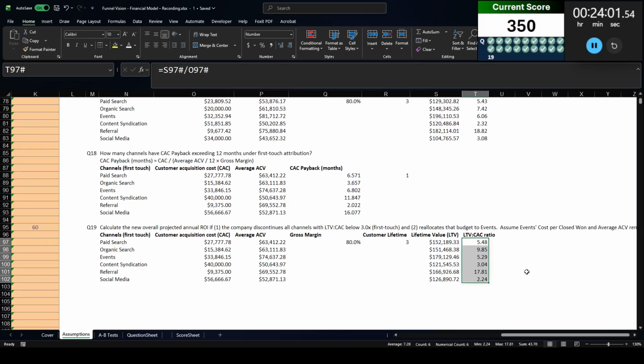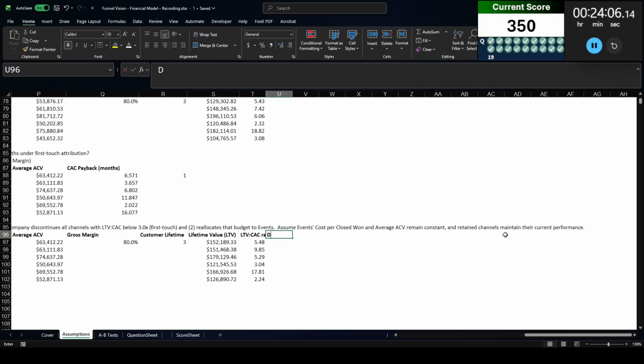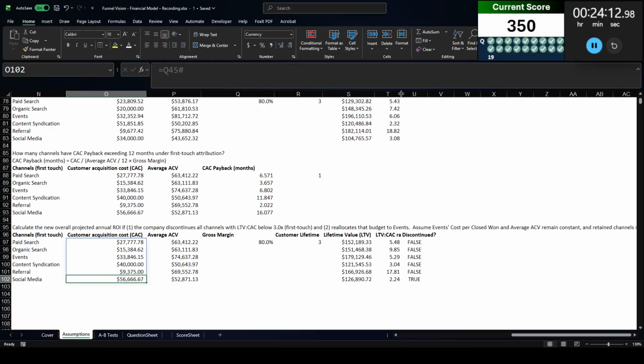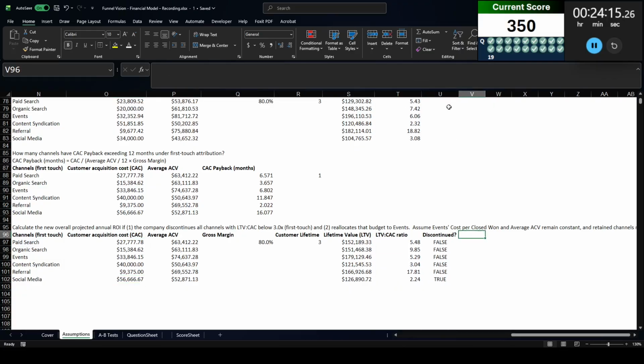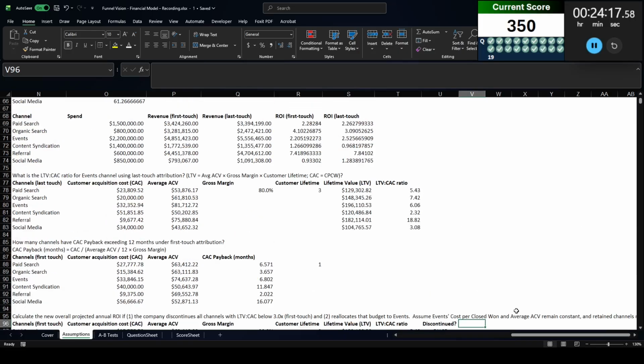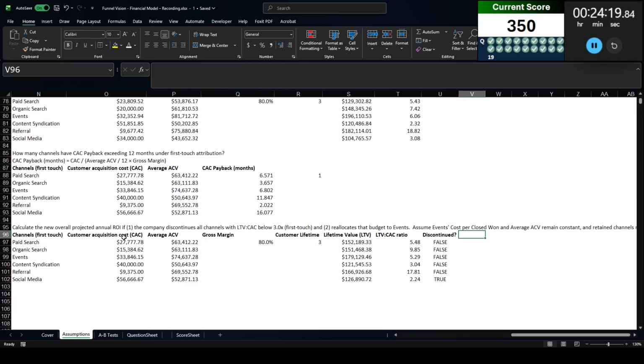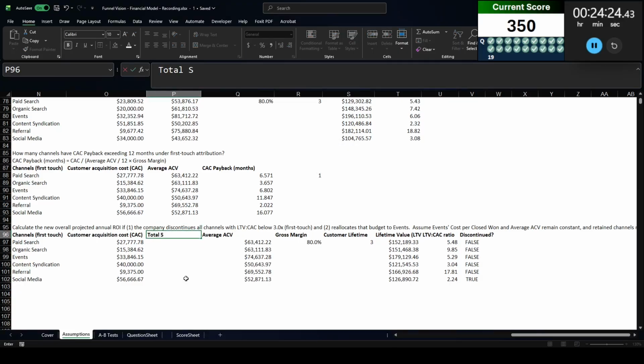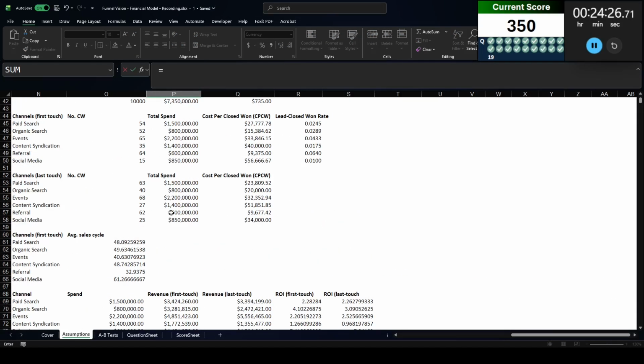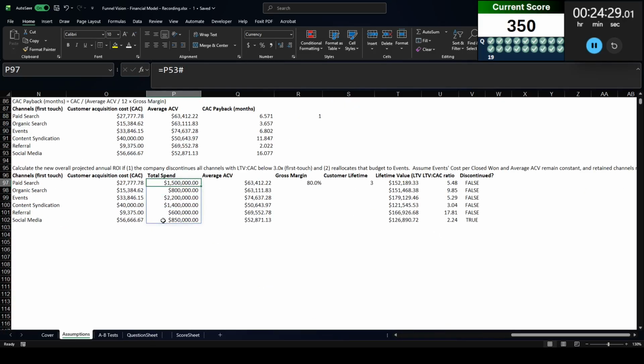Now, which channels are discontinued? Actually, let's go ahead and bold here. Discontinued. Anywhere this is less than 3. So only this last one, which is social media. Yep. Social media is discontinued. Right. So let me go ahead and add total spend here, because this total spend is going to be reallocated, right? There we go. Total spend just like that. And let's get the total spend here.